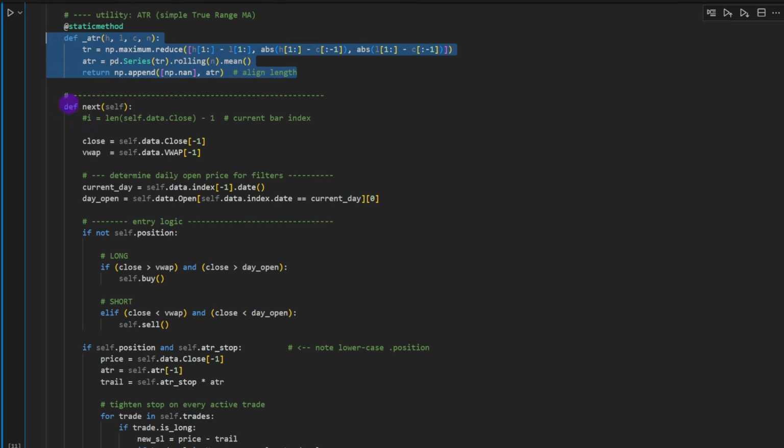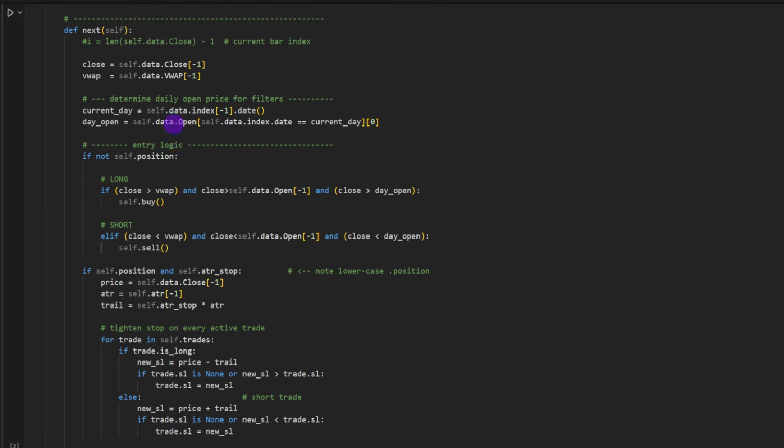Then we start the next function of the class. We have the current or last VWAP or close value, then the VWAP value. This is why we're using index -1 from the data. So from the data frame we will be injecting for this strategy, for this class. Then we have the current day as well, the date, and the day open.